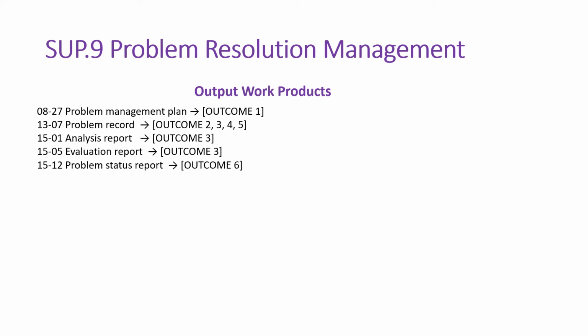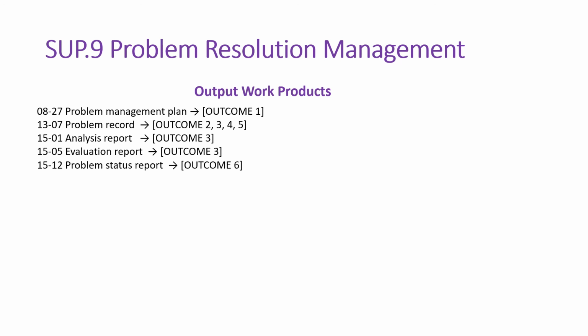Coming to the output work products, the problem management plan. As discussed before, this is a separate document, or it may be a part of your project specification or the project management plan document. It is a section inside your project specification. Then your problem record, or your problem tracker, or the problem list, or the issue list, whatever you call it inside your organization, and the analysis report.